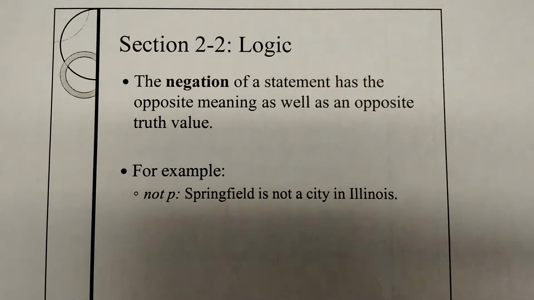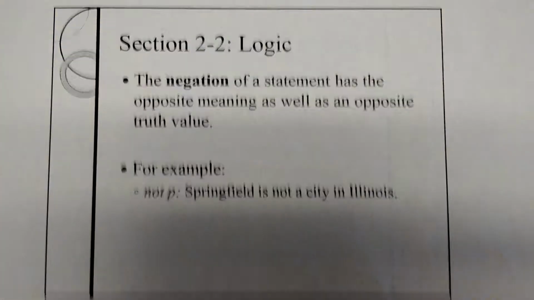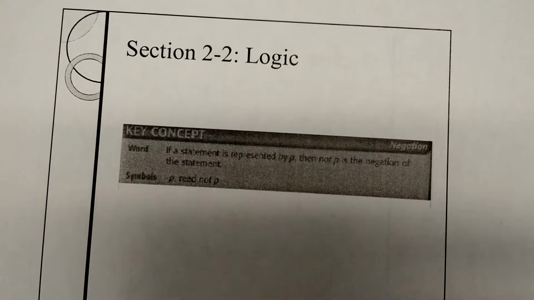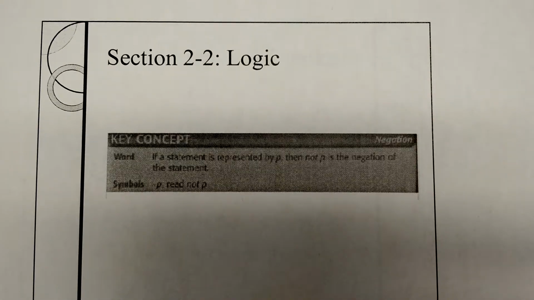So you can have what's referred to as a negation. That has the opposite meaning, as well as the opposite truth value. So for example, not P would be Springfield is not a city in Illinois, which is also false, because Springfield is a city in Illinois. So the key concept there: a statement is represented by P, then not P is the negation of the sentence.